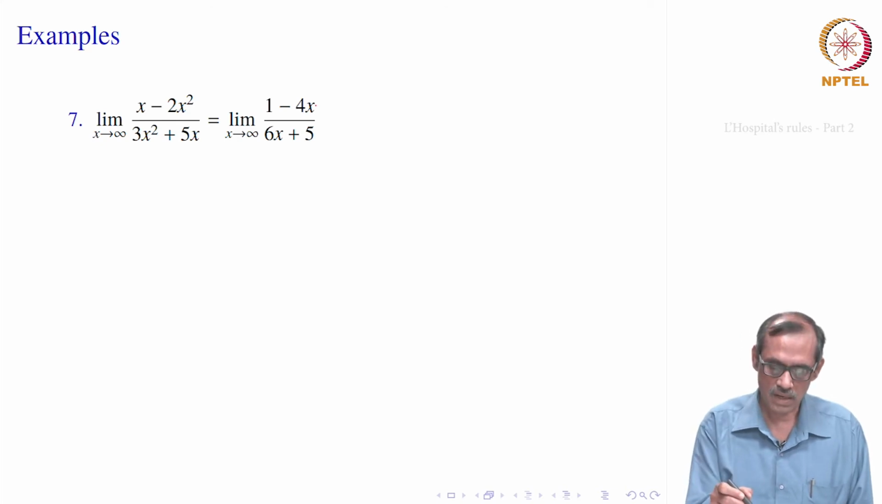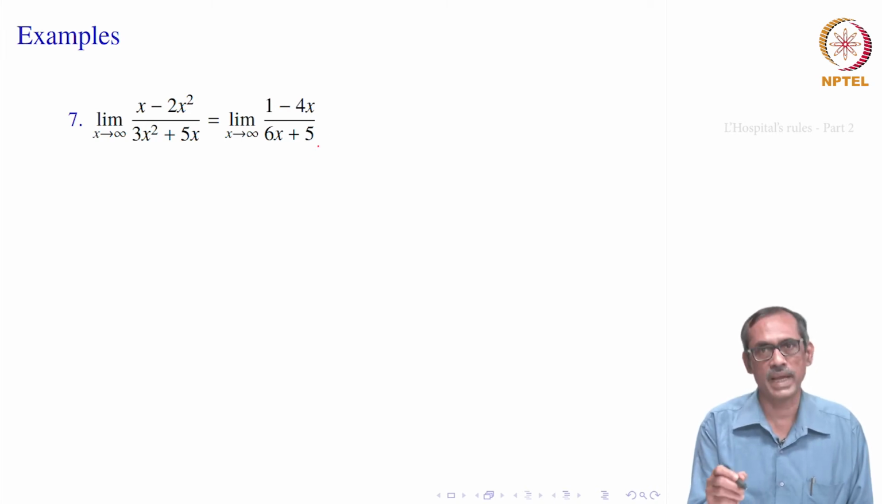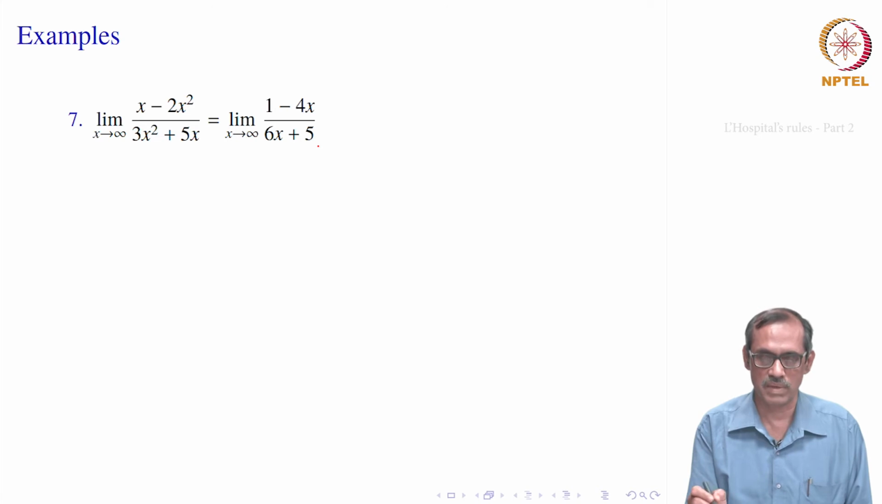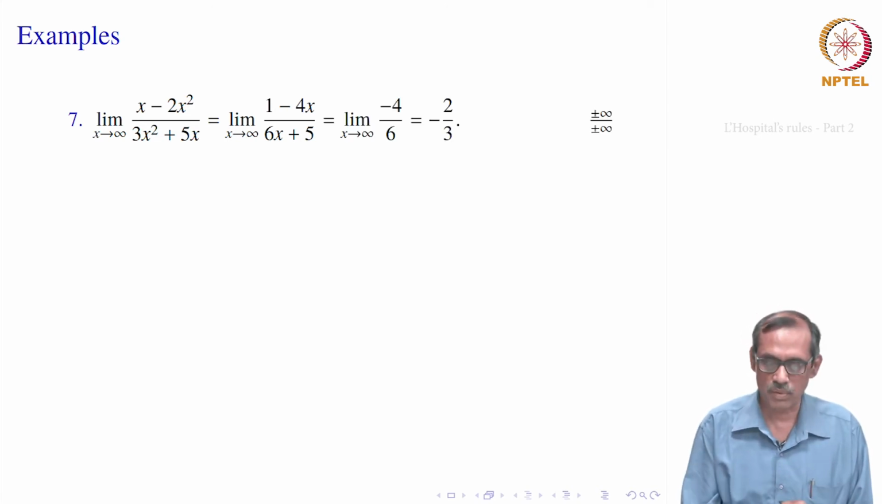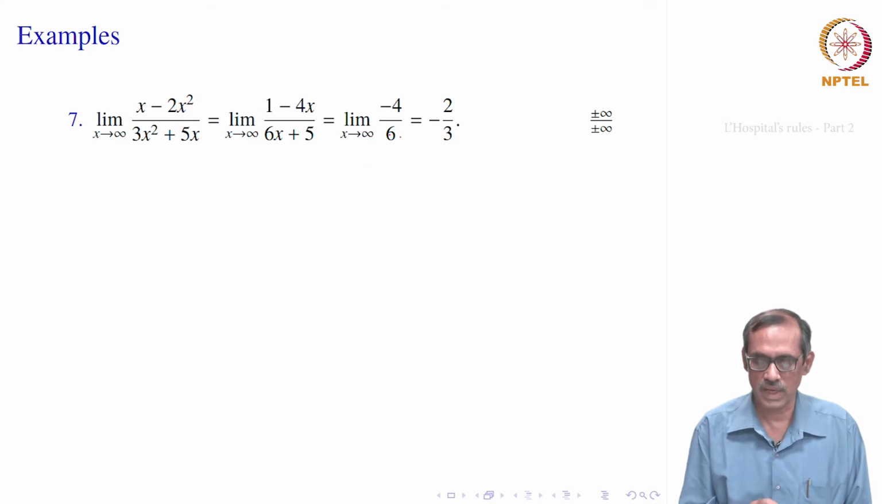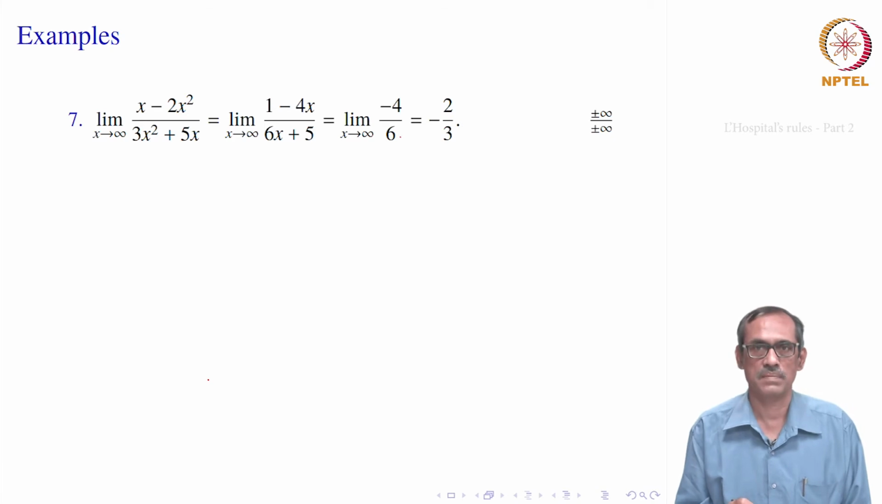Now, here when x goes to infinity, the numerator goes to minus infinity, and the denominator goes to infinity. So, again it is in the form minus infinity by infinity, which is also an indeterminate form. But we can apply L'Hopital's rule again. So, 1 minus 4x derivative gives minus 4, 6x plus 5 derivative gives 6. So, it is minus 4 by 6, which is minus 2 by 3.